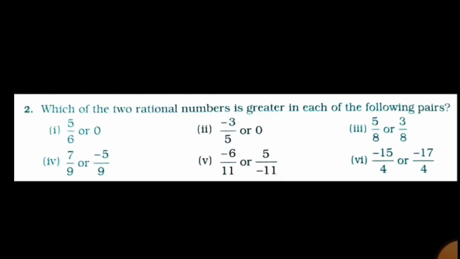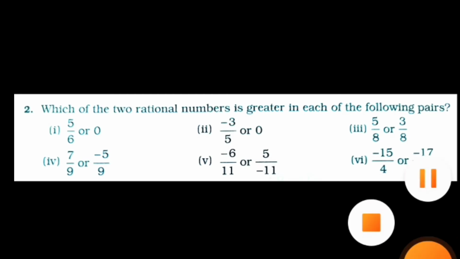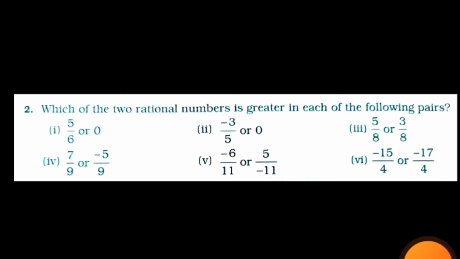Question number 2, which of the two rational numbers is greater in each of the following pairs? So here we can see the first one. It is 5 by 6 and 0. So 5 by 6 is positive, so it will be greater than 0. Minus 3 by 5 and 0. So minus 3 by 5 is negative, so it will be smaller than 0.